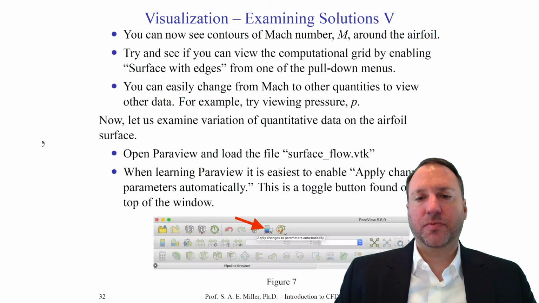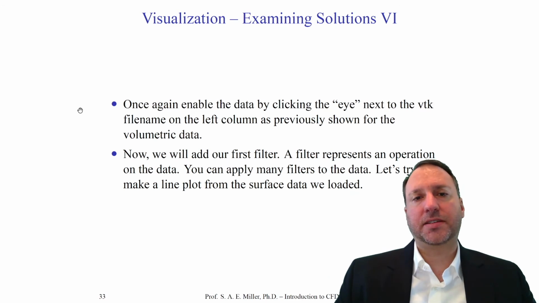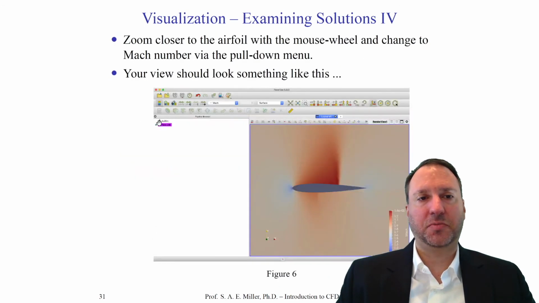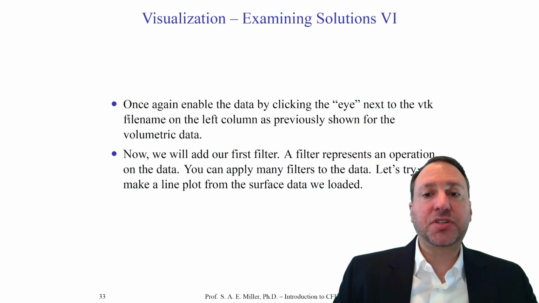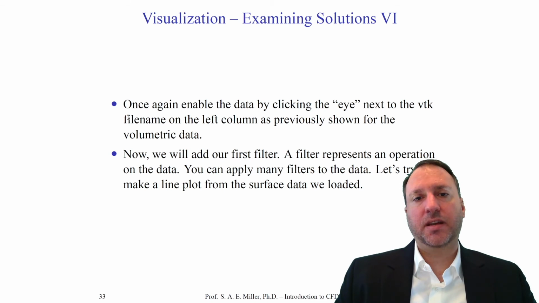Anyway, once you restart Paraview and load surface_flow.vtk, once again, click the I next to the name after highlighting the file name in the pipeline browser, which would appear right here, of course. We will try and add our first filter. Filters are operations on data. If we have data and we filter it, it will be something else.